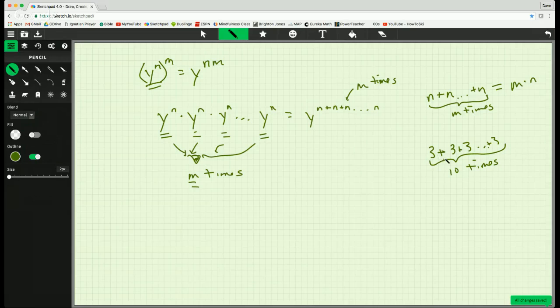and I had that 10 threes, that would equal 10 times 3, or 30, right? If I had 3 plus 3, 10 times, that's equal to 30, or 10 times 3. So if I have n plus n plus n, m times, that's equal to y to the m n. And we'll leave it there.